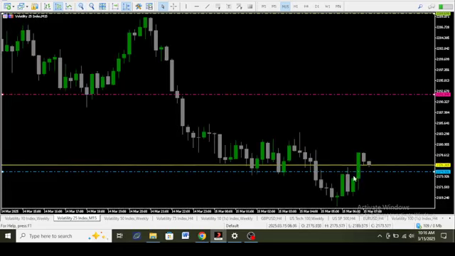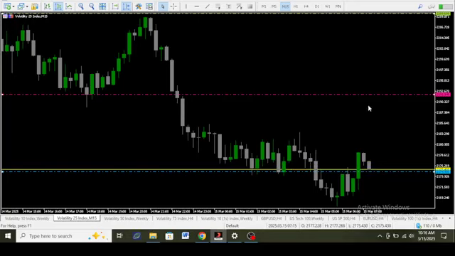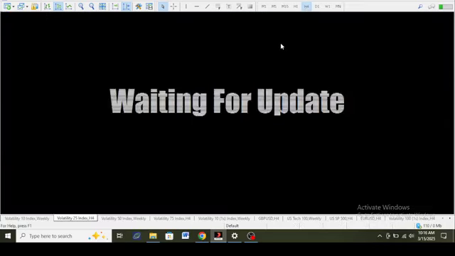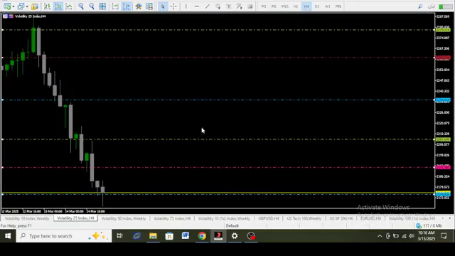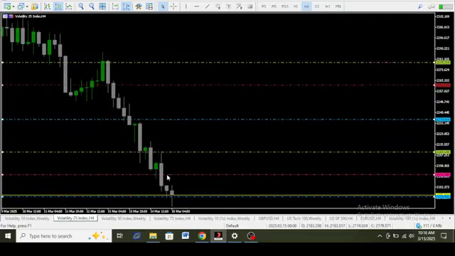I want to watch this fair value gap here. If it does not offer us more, if it is not willing to give us one more leg to the upside, then it will maybe be invalidated and continue to sell.